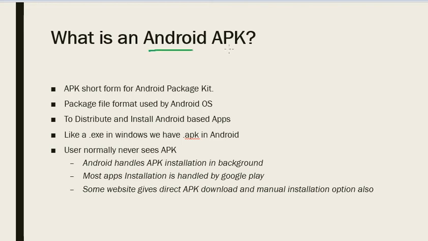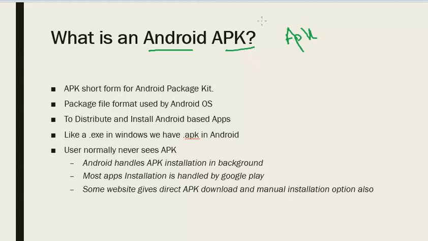What is an Android APK file? An APK file is just like an executable you have on Windows. If you want to install a software application, anything on Windows, you have an executable file. In the same way, if you want to install something on an Android device, you have an APK file.